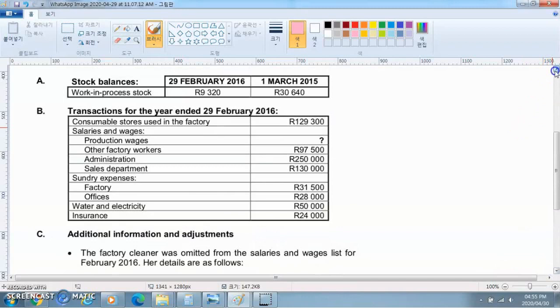The first thing that we'll have to consider is note number B here. Note number B is the transactions for the year ended 29 February 2016. Here we have consumable stores used in the factory. This is a cost that is affecting our factory, so we will have to consider it in our factory overhead note. This is our first item that we are going to include.